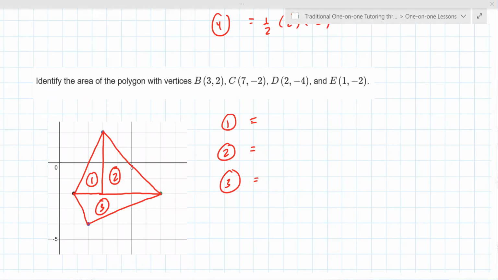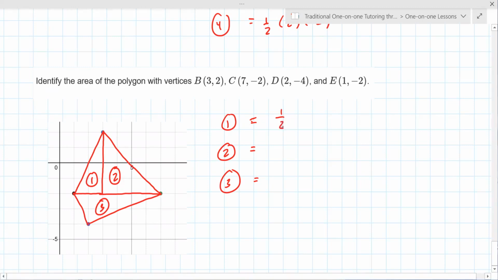My final answer is 20. All right, let's take a look here. So maybe I didn't graph these right. Let me just check that I graphed them correctly. 3, 2, 7, -2, 2, -4, 1, -2. Okay, yeah, so let's look at them one at a time.